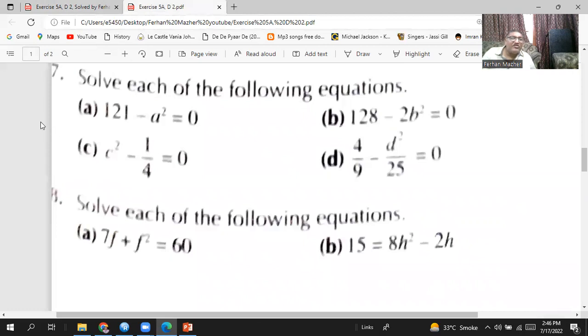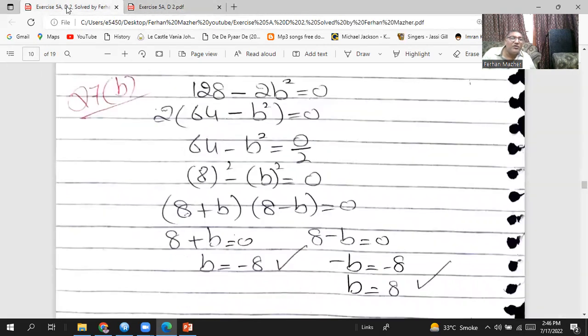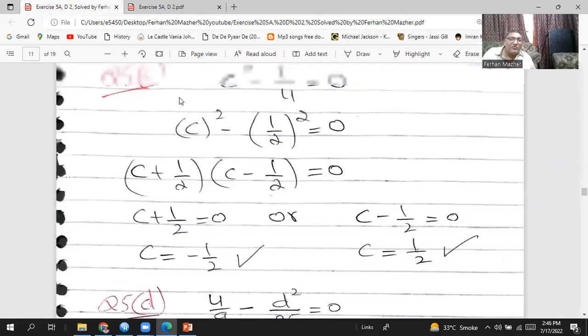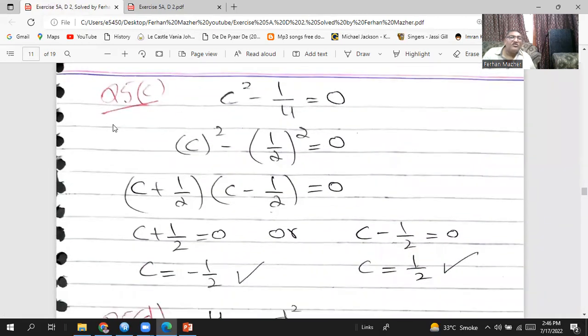Okay, the C part, question number C: c square minus 1 by 4 equals to 0. These are two perfect squares. So c square is c square, and 1 by 4 is 1 by 2 whole square. Now you have perfect squares and the negative between them is a square minus b square, and that is equal to (a plus b)(a minus b). So I can write in one bracket c plus 1 by 2, and in the other bracket c minus 1 by 2.